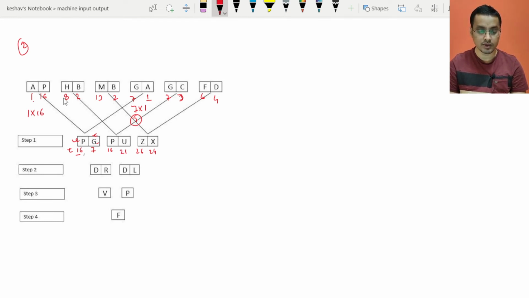Okay, P. So multiply 8 into 2, that is 16. So P, we are writing P here. 7 into 3, 21. So which alphabet has the ranking 21? That is U.